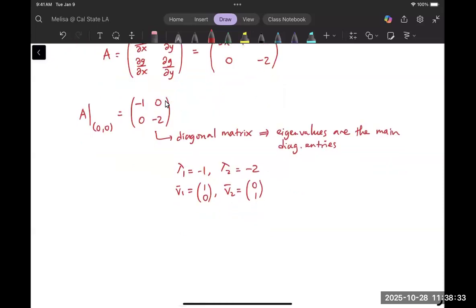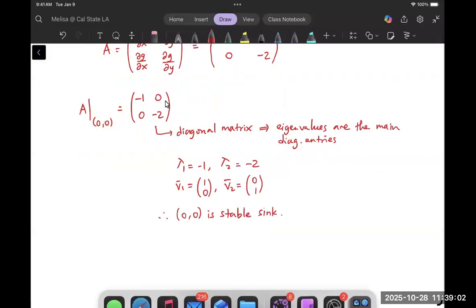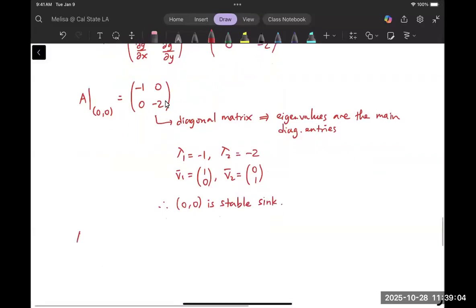All right, so that's your lambda 1, lambda 2. Both of them are negative. That means, what can we say about your fixed point? Stable. And these are real, so that means we have a stable sink. Okay, all right, let's move on to the next fixed point.